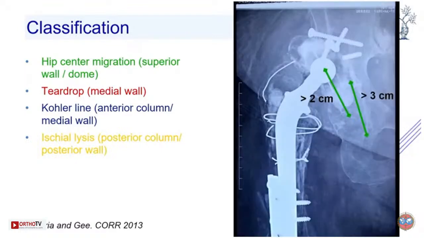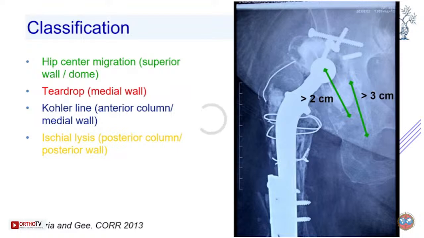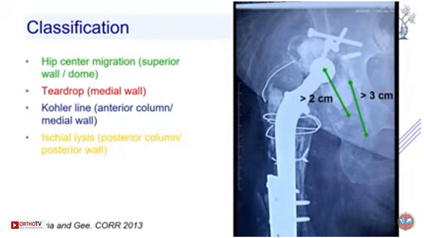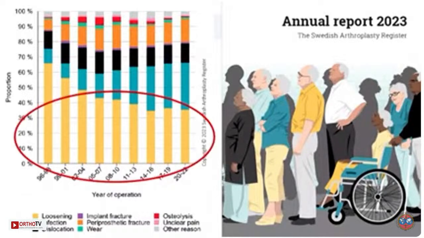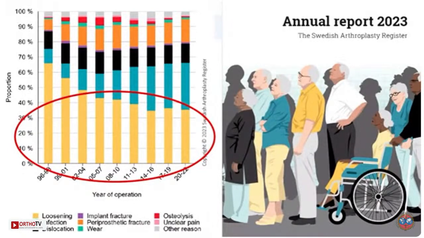So in this case, the type 3 defect is defined by the superior migration of the center of rotation of the hip of more than 2 centimeters and a migration of the acetabular component of more than 3 centimeters. We need to remember that aseptic loosening is still the main cause of revisions. There are other causes like infection, dislocation, or periprosthetic fractures, but we still see a lot of aseptic loosening, and that's the principal cause of the big defects.